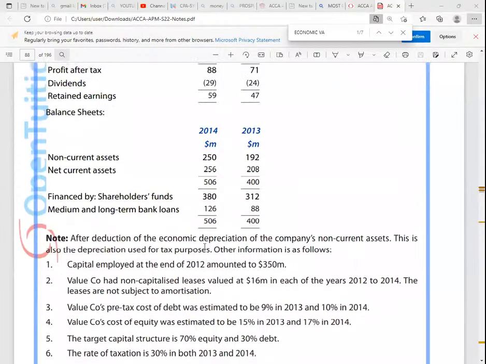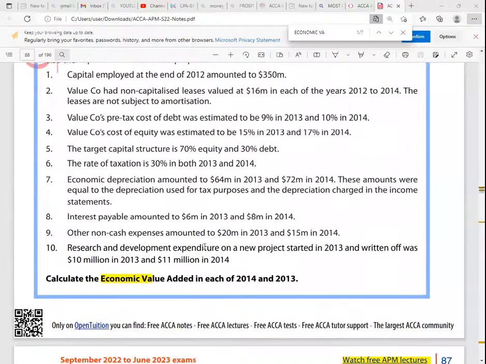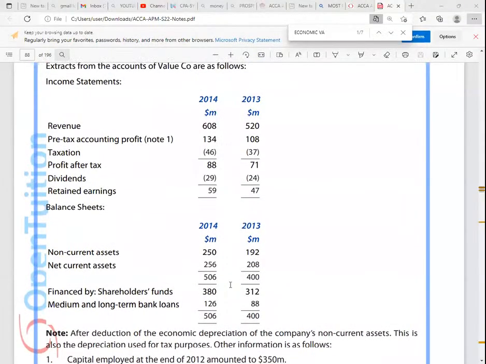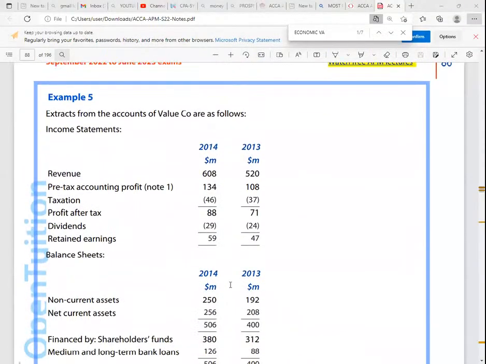So what do they want us to do here? They want us to do something very easy. They want us to calculate the economic value added in each of the years, 2014 and 2013. So we want to send you this book right now.